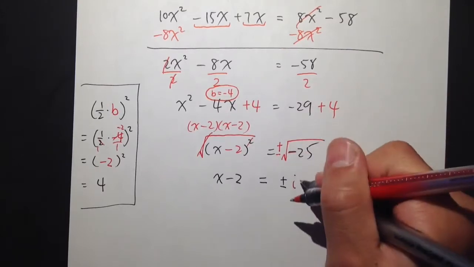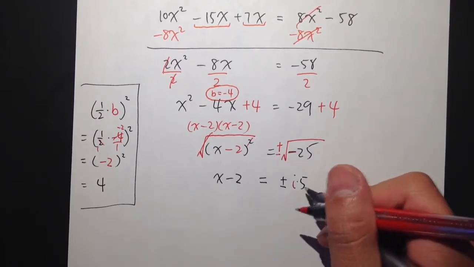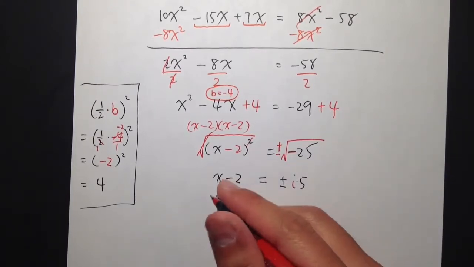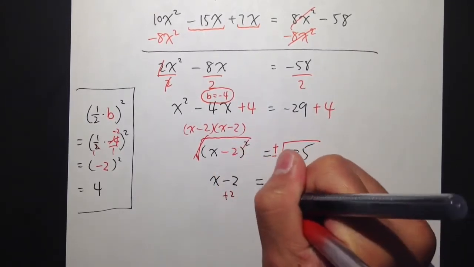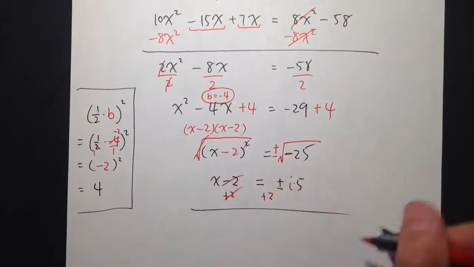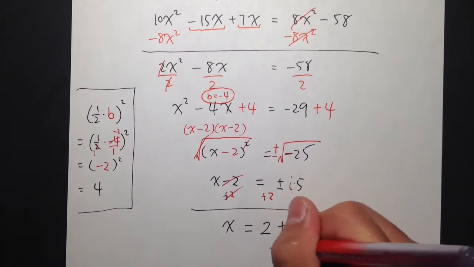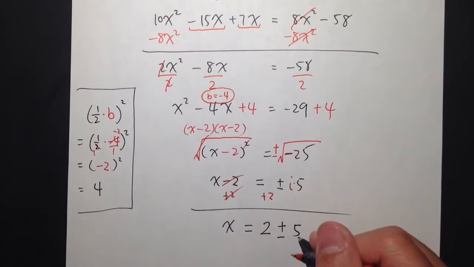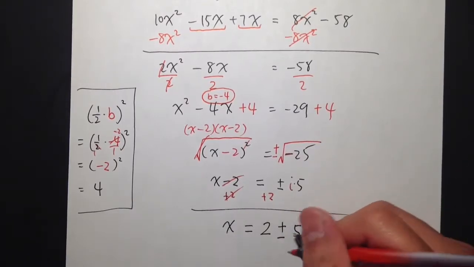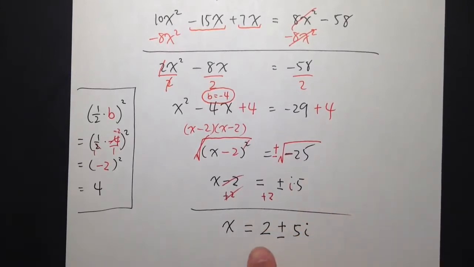It turns out to be just a nice number, 5. So it's like i times 5. Or you can also write this as 5i. To isolate x, to finish this question, we just need to add 2 on both sides. And so this final answer, x equals 2 plus or minus 5i. Usually we should write the number first before any letters. So 5i. So this is a complex number. We cannot combine like terms. We will just leave the answer like this.